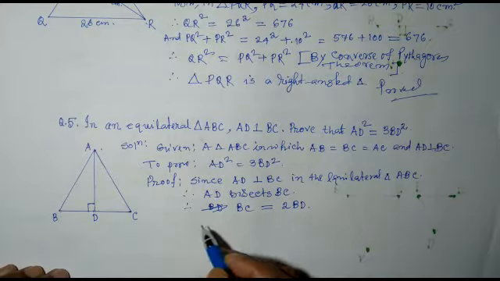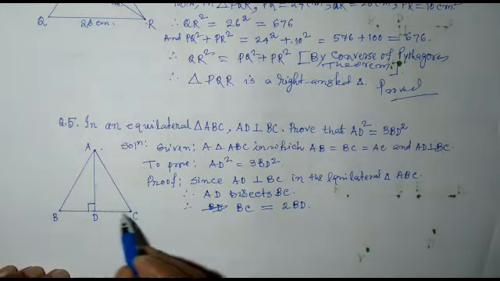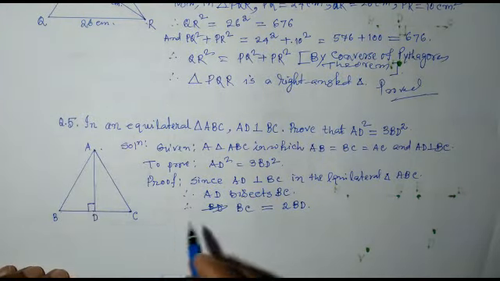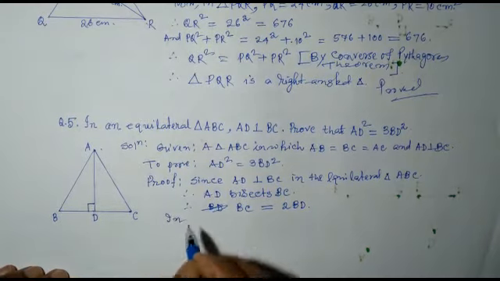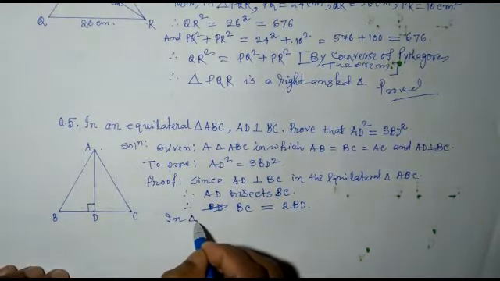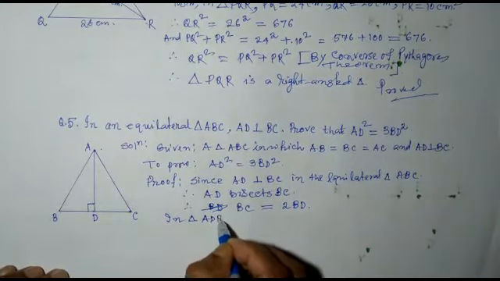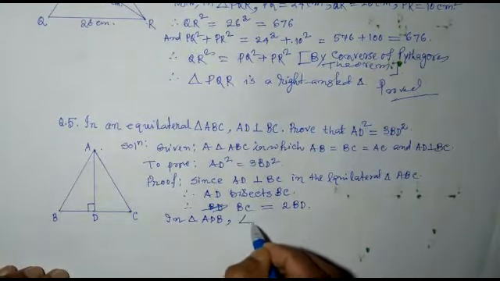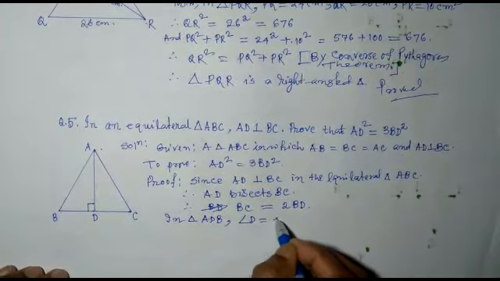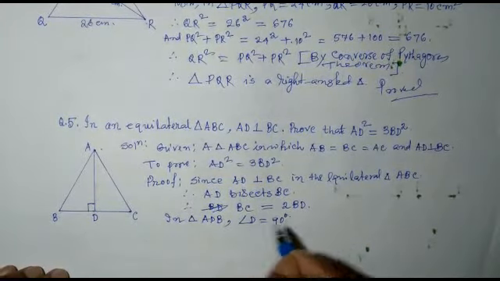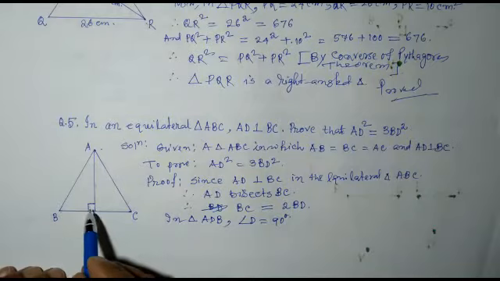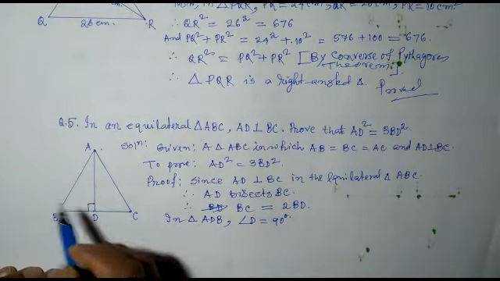Now we see AD is perpendicular to BD, so this angle is a right angle. So we can say in triangle ADB, angle D is equal to 90 degrees. That means this triangle is a right triangle. Then opposite from D, AB is the hypotenuse.